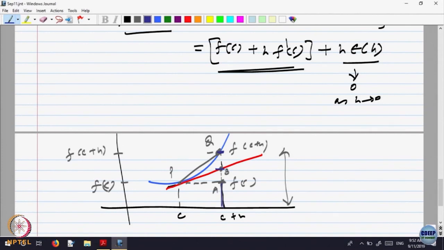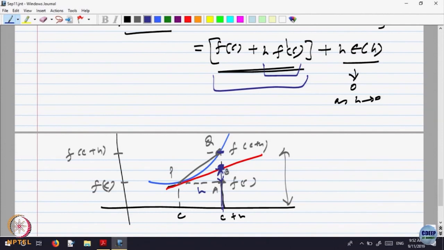Can you say what is AB? A to B, what is this height? You know the slope of that red line, that is a tangent. You know this distance is H. So, H times F dash, that is precisely AB. So, this plus this. Instead of taking the height to be Q, you are taking the value to be this one, the height at C up to B. So, B to Q is the error that you are making.